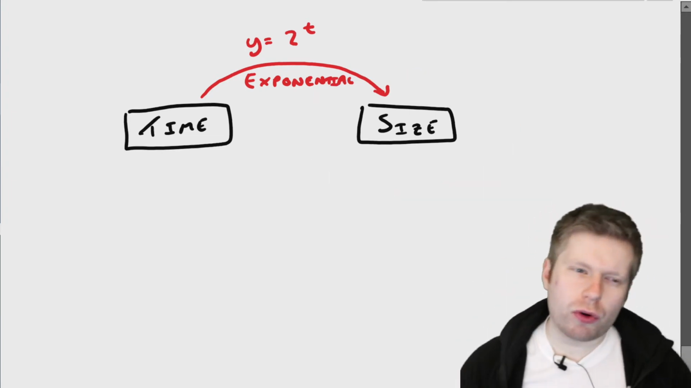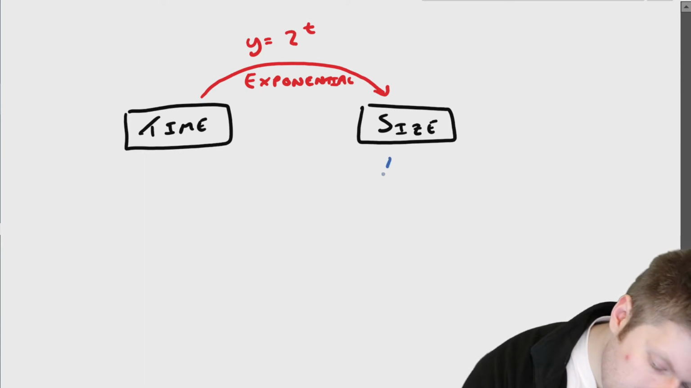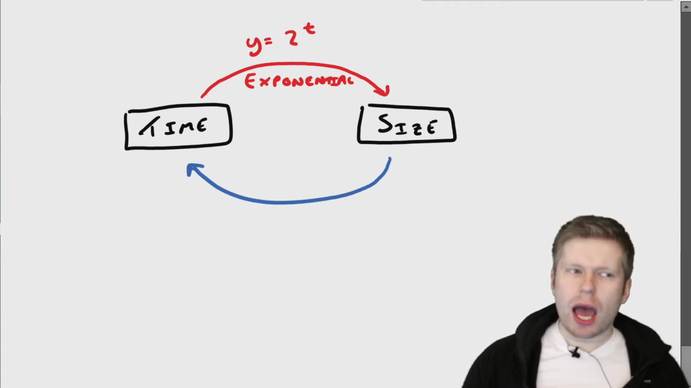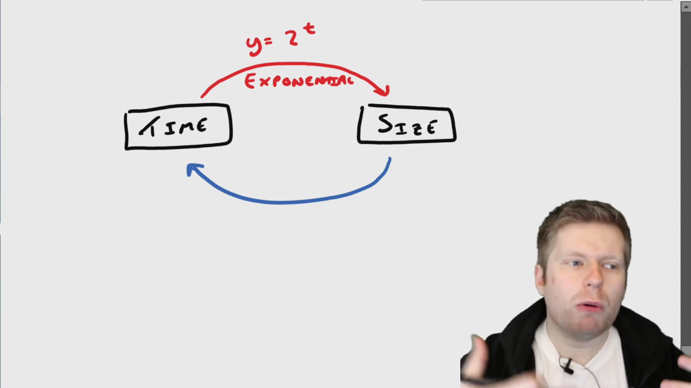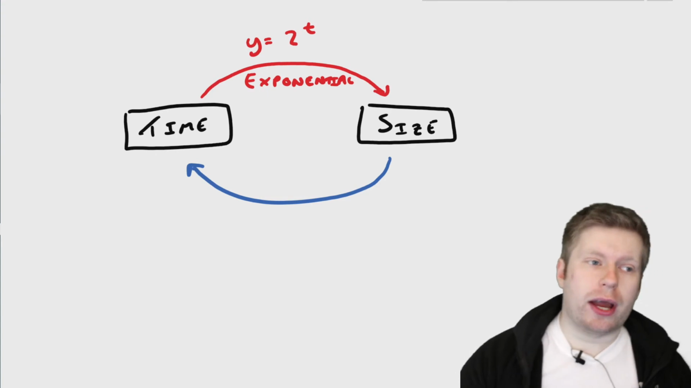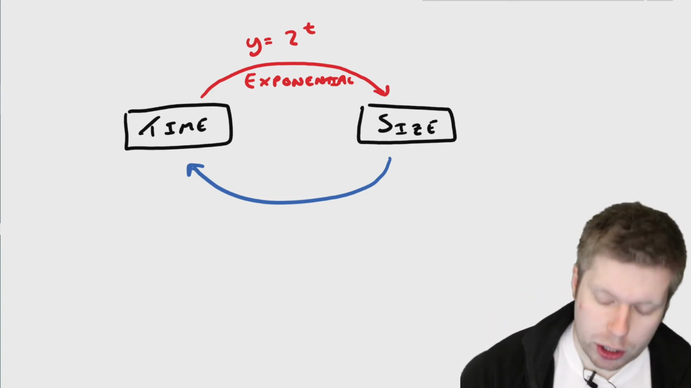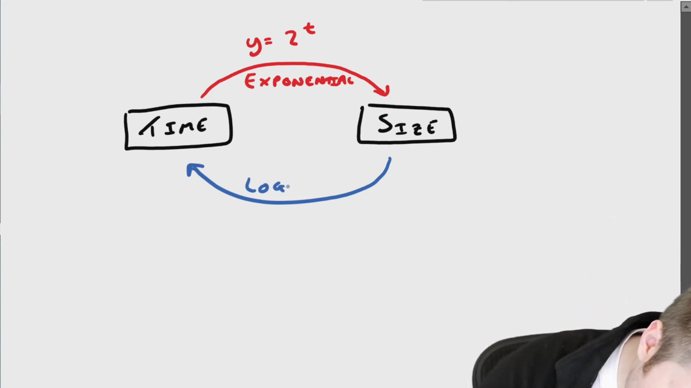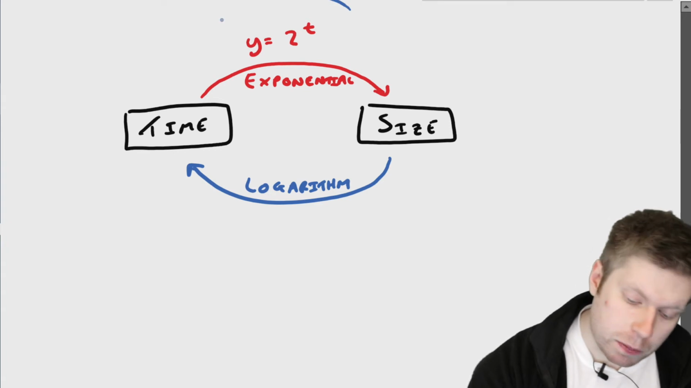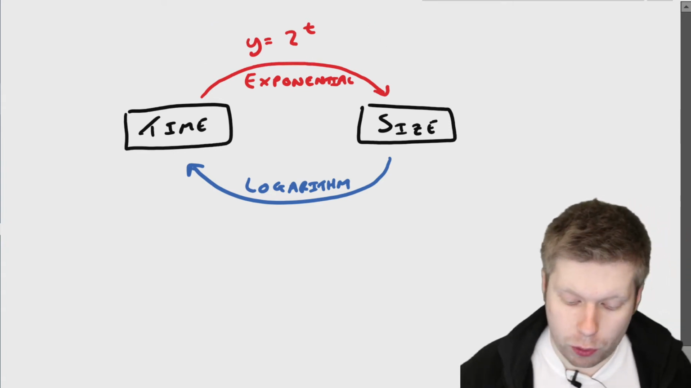But what if we wanted to ask the reverse situation? What if I wanted to say to you, well, look, you tell me how big your population is, and I will be able to tell you how long that population has been growing for. In other words, you give me size, I'll give you time. Well, that situation we can model using something called a logarithm, okay? Now, it sounds like a big fancy word, but I promise you it's really simple. It's just based on the idea of what we were doing before, okay?